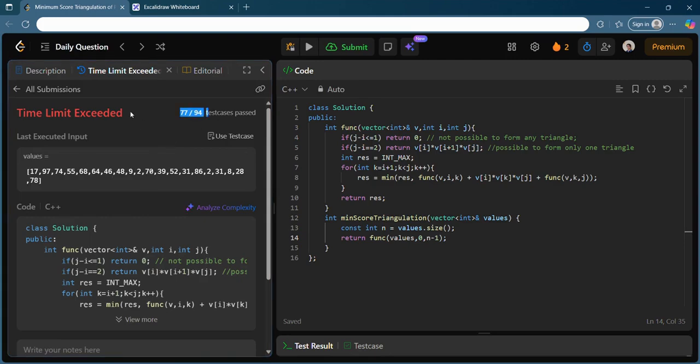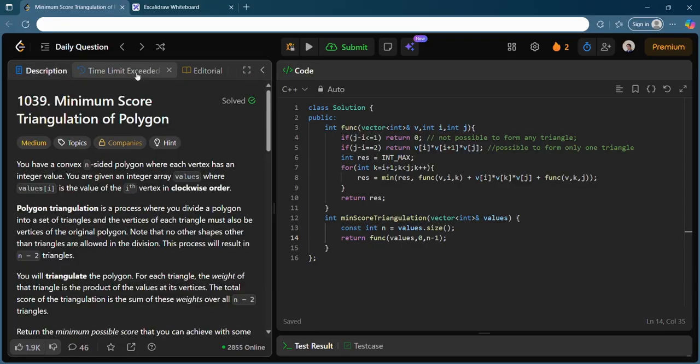So this should give you a correct answer, but TLE, yeah, you see 77 out of 99, and you get a time limit exceeded. So how can you solve it? You can convert this into a recursive DP. So I hope you already know how to convert from recursion to recursive DP.